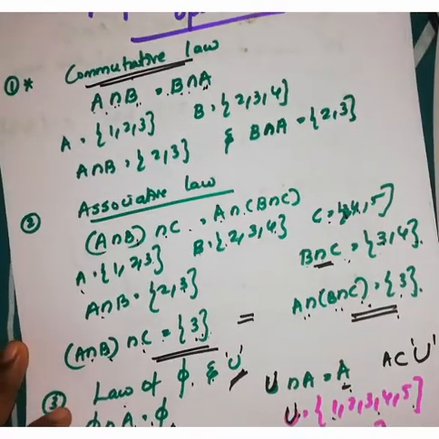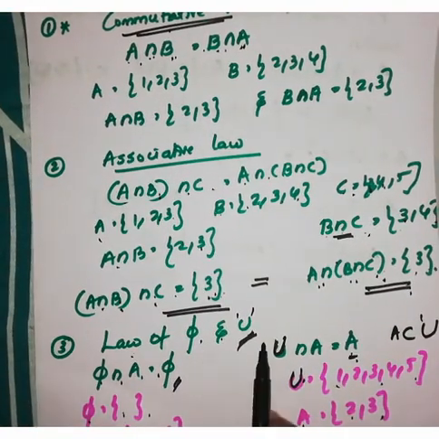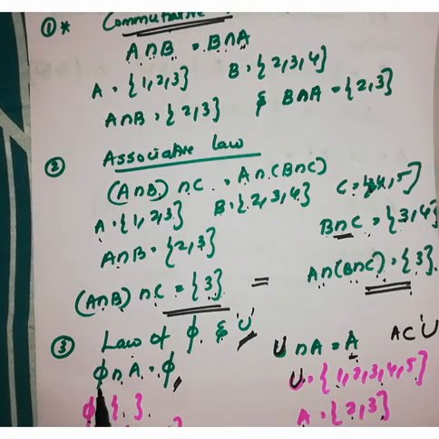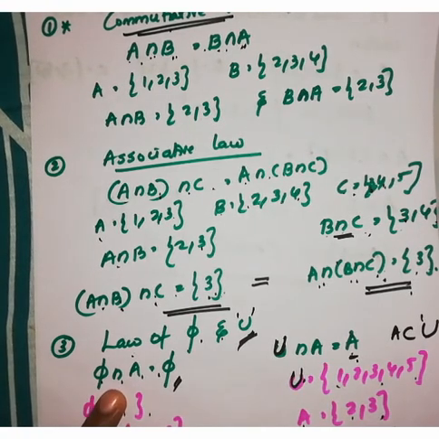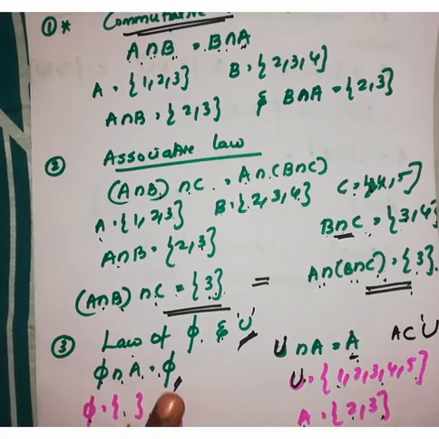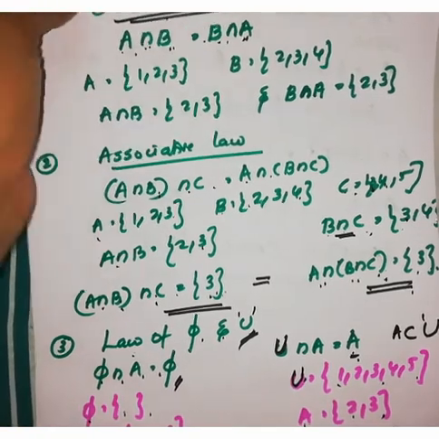And the third law, the same as in union operation, is the law of phi and law of U. What is the law of phi here? Phi intersection A is equal to phi itself. That means when we perform an intersection operation on any set with a null set, the result is the null set itself. We know what phi is. Phi is a null set, that means it doesn't contain any element.